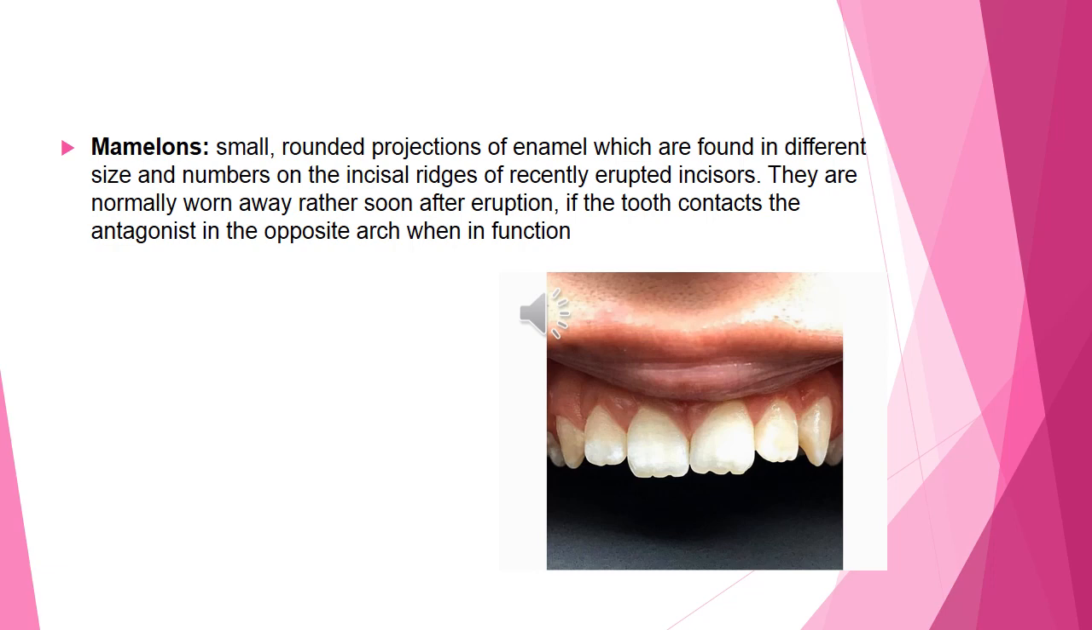What are mamelons? They are small rounded projections of enamel which are found in different size and numbers on the incisal ridges of recently erupted incisors. They are usually worn away after eruption when the tooth contacts the antagonist in the opposite arch, especially when the teeth are in function.